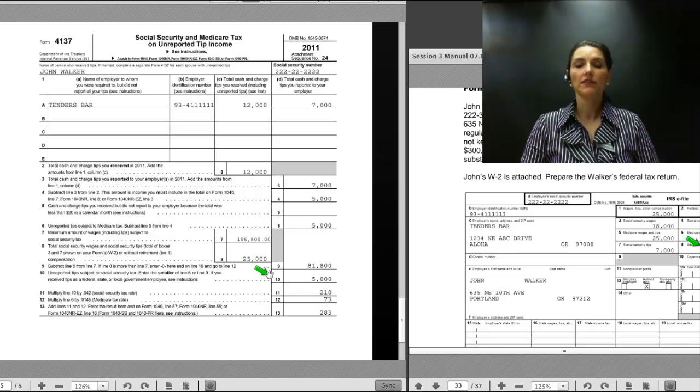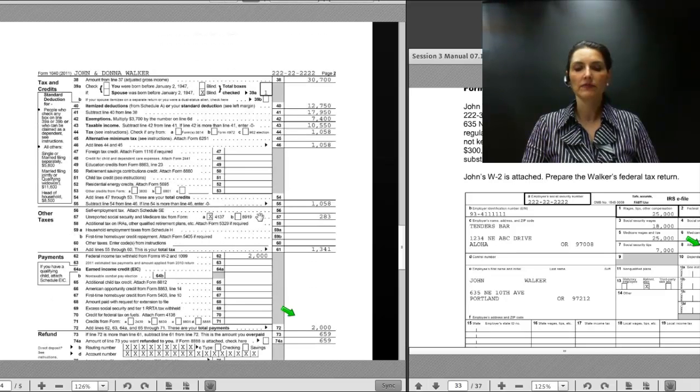He's going to now pay another. He's going to pay Social Security and Medicare tax on an additional $5,000. The Social Security portion of that tax is $210. We simply take $5,000, multiply that by 0.042. We then take $5,000 and multiply that by 0.0145 and get $73. The total of those two numbers is $283. And we take that back up to line 57 of the Form 1040 and enter it there. Do not forget to check the box for Form 4137.